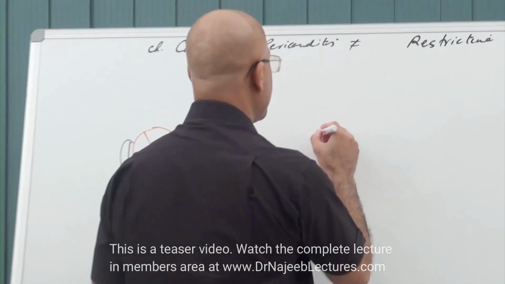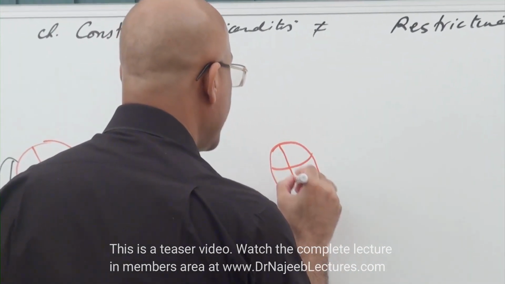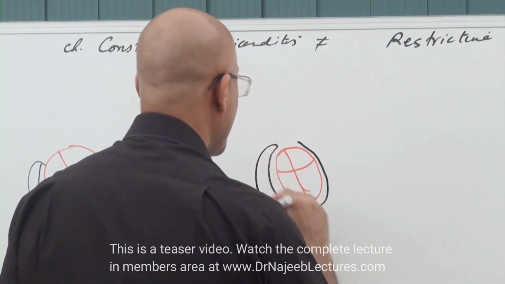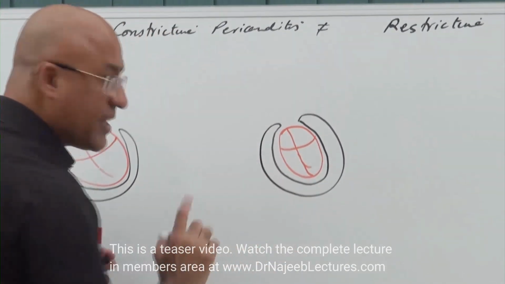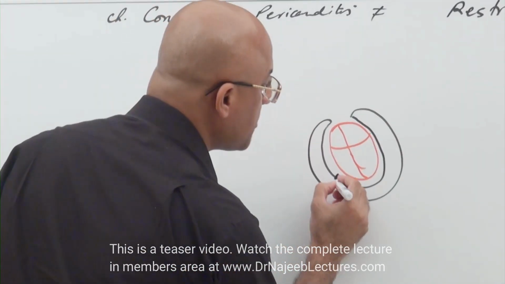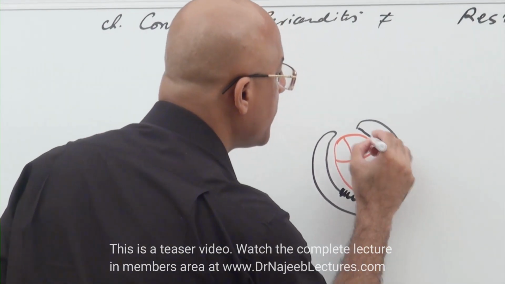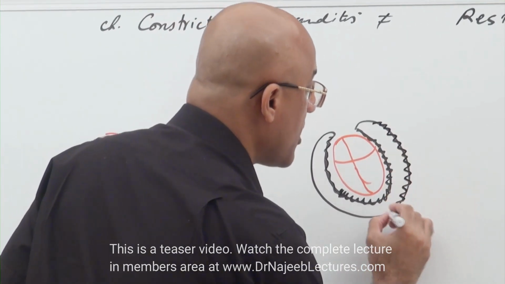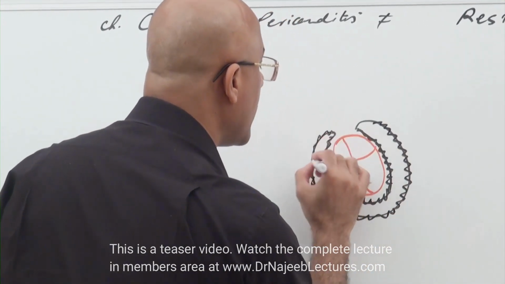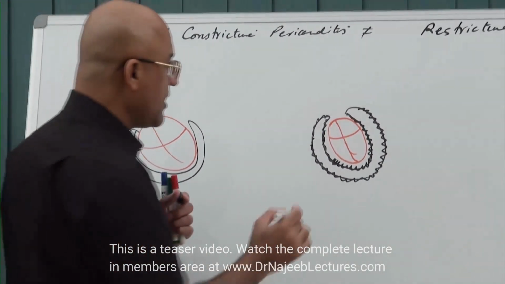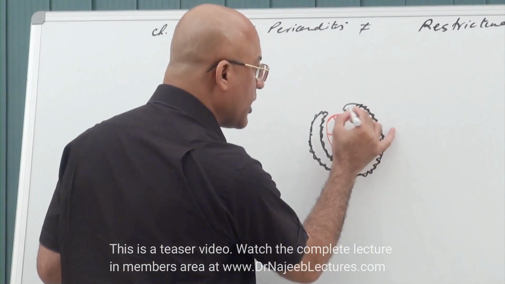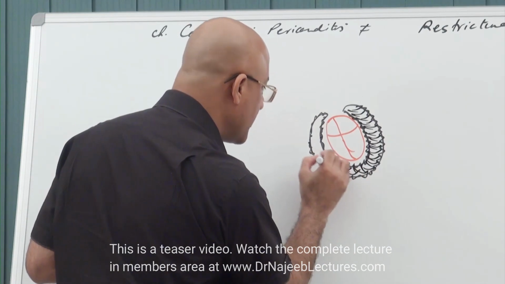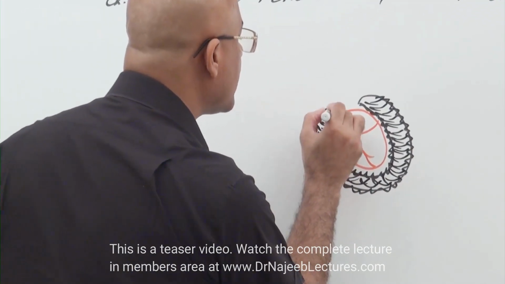Now, what really happens in chronic constrictive pericarditis? Actually, the pericardium becomes thickened, fibrotic, right? This is your pericardium, and number one, it can be thickened. In some cases, it may be thickened only on the visceral side. In other cases, it may be thickened only on the parietal side. But in most of the cases, it is thickened on both sides, and sometimes adhesions even develop between the two layers, so the cavity is obliterated.